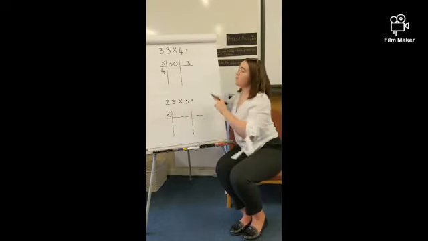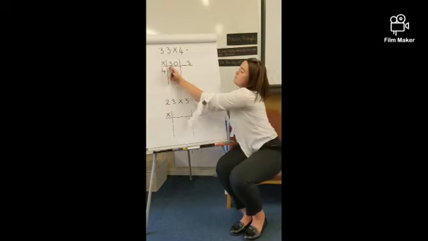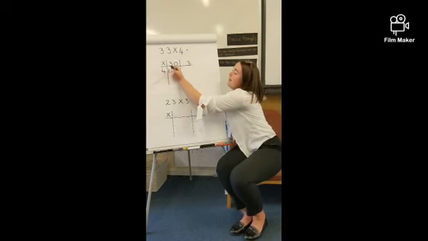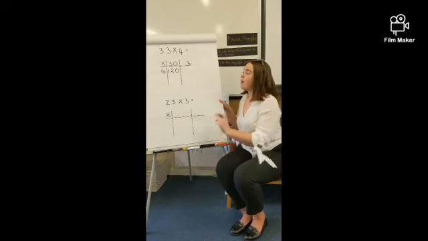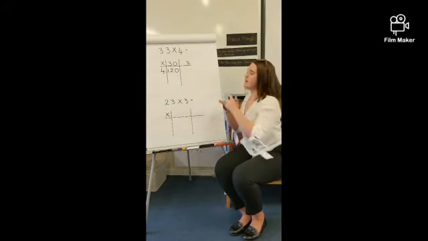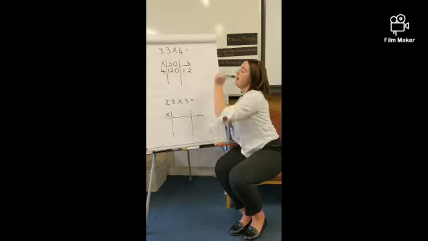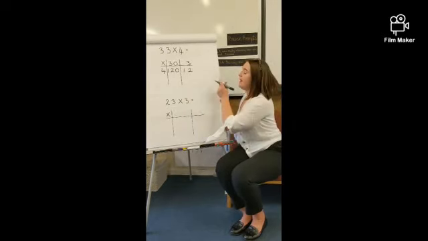So 4 multiplied by 3, 4, 8, 12. I'm going to write my 12, and because I'm multiplying it by 10, I put my 0 on the end, my placeholder. And now I'm moving on to my ones. 4 multiplied by 3. I've just done that. I know that that is 12. Now my final step, I need to add together 120 and 12.